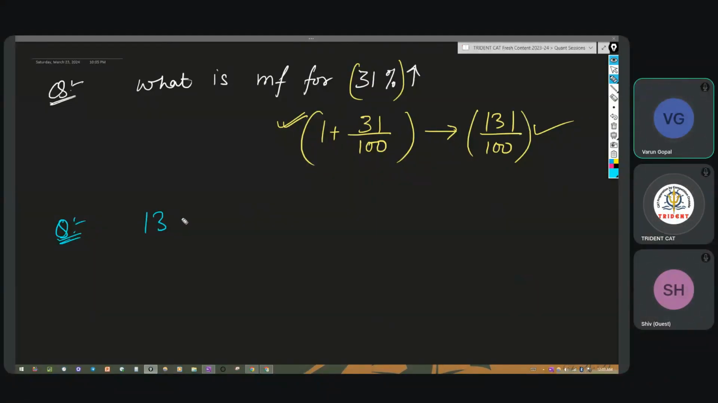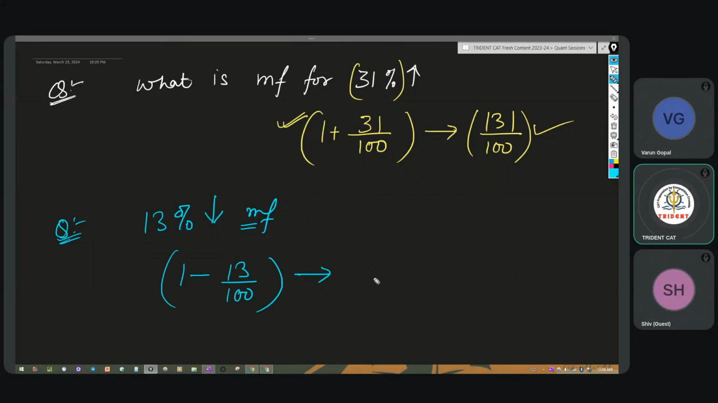Okay, one more question. 13% decrease multiplying factor. It's 0.8. 1 minus 13 by 100. Exactly. Which is 87 by 100. 0.87. This is the multiplying factor.